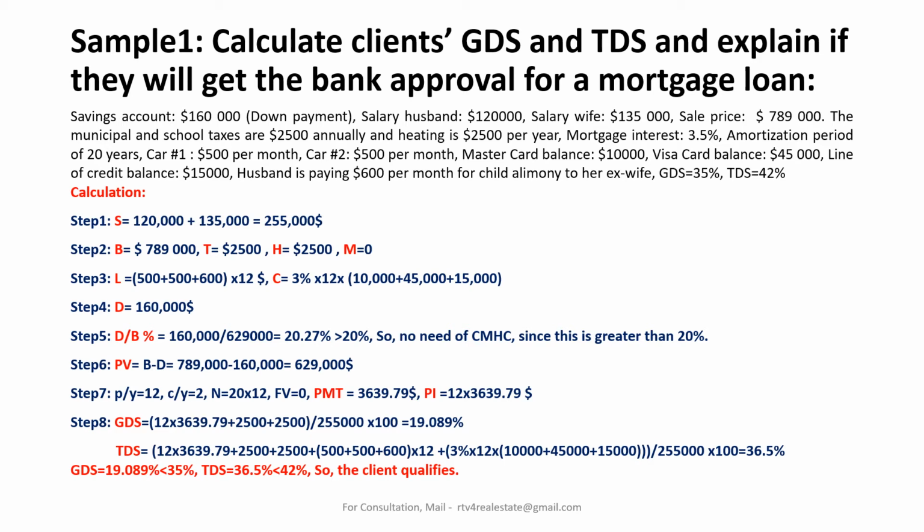Calculation. Step 1, S equals 120,000 plus 135,000 equals $255,000.